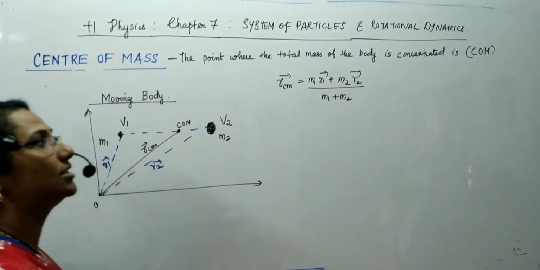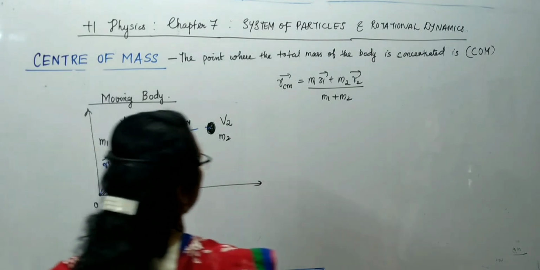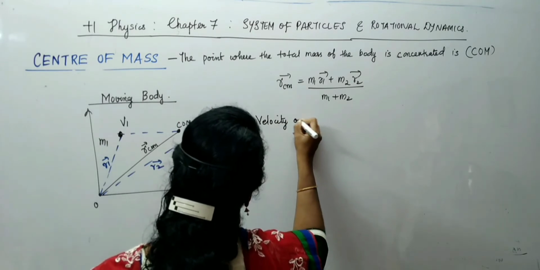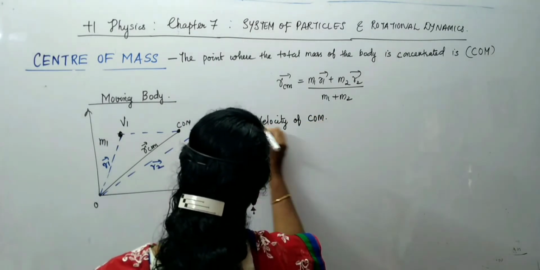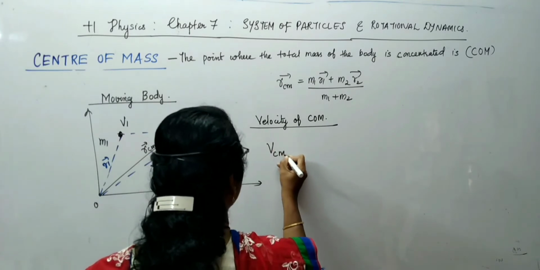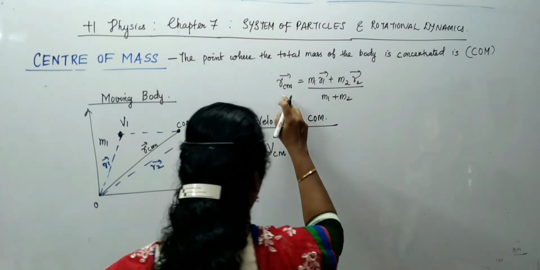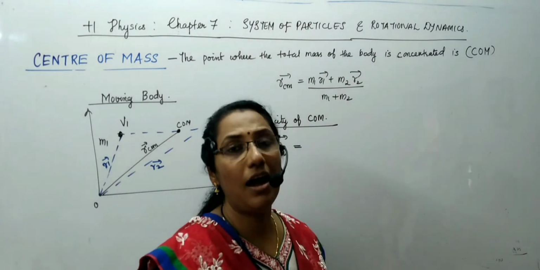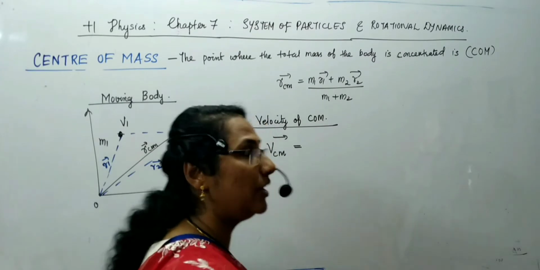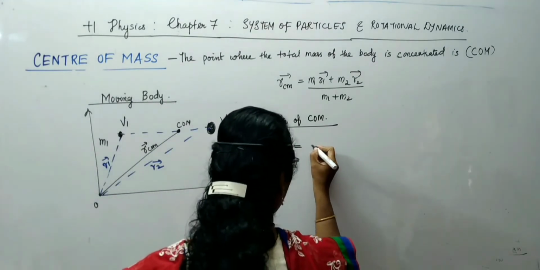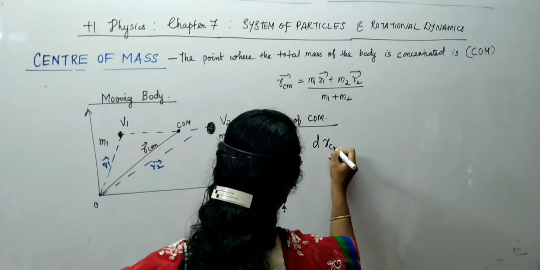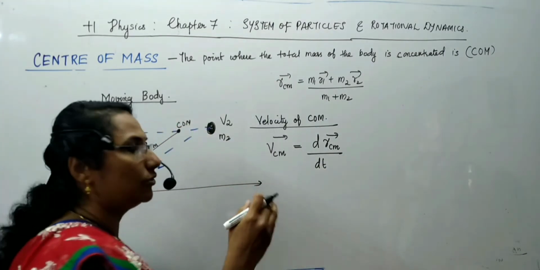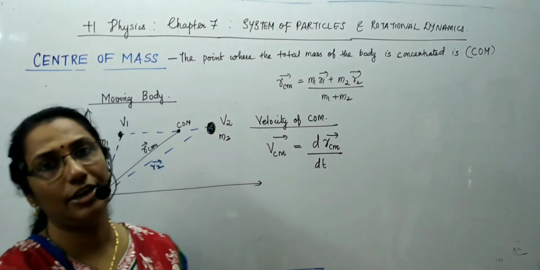Engil what is the speed of the center of mass? Center of mass inte speed kandupidikkanam. That is, now we are going to the velocity of center of mass. Center of mass inte velocity kandupidikkan, center of mass inte position vector change cheyyunna rate kandupidichal mathi. Namukku enthu kandupidikkanam? The change in, seriyalle, which is represented as drcm by dt. Dt time kondu ethrathoolam position maarunnu ennu kandupidikkanam.